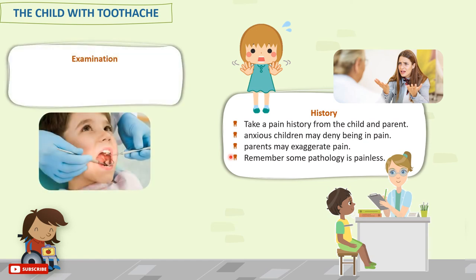Secondly, examination. Check for swelling, temperature, or lymphadenopathy. Have an intraoral look for caries, abscess, chronic buccal sinuses, or mobile teeth that could be due to exfoliation or apical infection, and erupting teeth as well. Color change may indicate a history of trauma and loss of vitality.